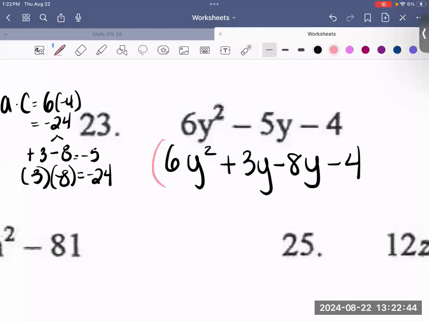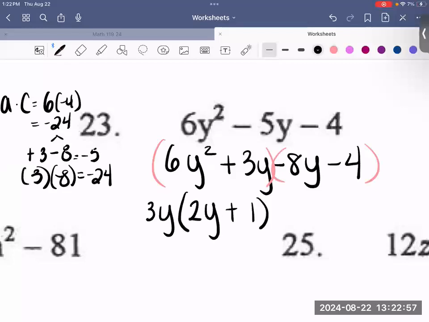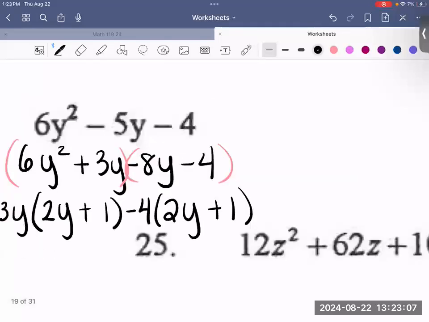Factor by grouping, group the first two and the last two. What they have in common, they have a 3 and a y in common, leaving behind a 2y plus 1. They both have a negative in common, so we're going to factor out a negative along with a 4 to leave behind a 2y, sign change, plus 1. We have 2y plus 1 and 3y minus 4.